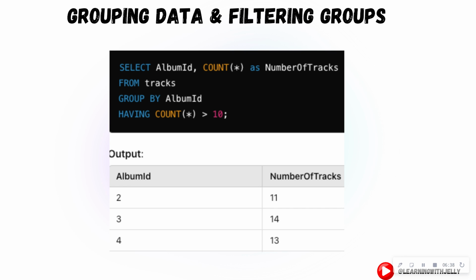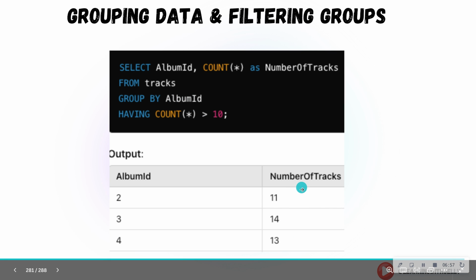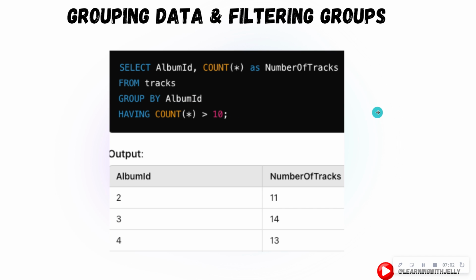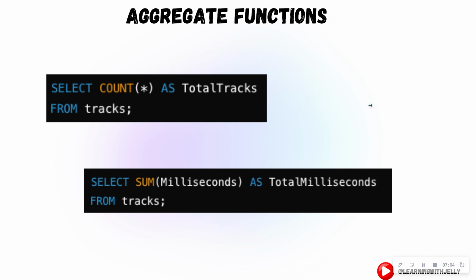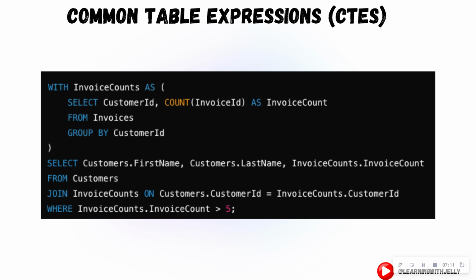We also talked about grouping data and filtering data based off of the groups. In this query, we selected the album ID and a count of how many tracks exist within each album. We then grouped by album ID and filtered to only return albums that had greater than 10 tracks. We can see in the output that it did just that. So this HAVING filter only applies to this GROUP BY. We talked about aggregate functions where we can get counts, sums, averages, etc.